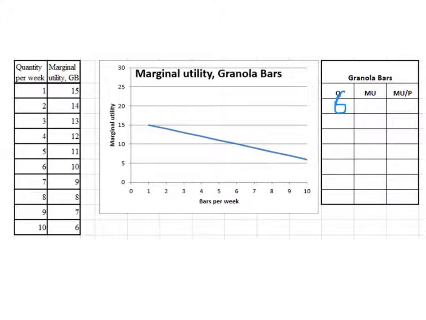At that consumption level, the marginal utility is 10 utils for the last bar of the week, the 6th. And the marginal utility per dollar is 20 utils because the price of granola bars is $0.50. And consuming 6 granola bars a week, Michael is spending $3 a week on granola bars, which leaves him $2 a week for Snickers.